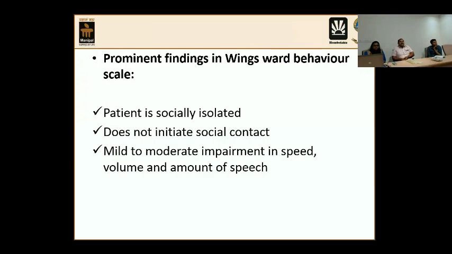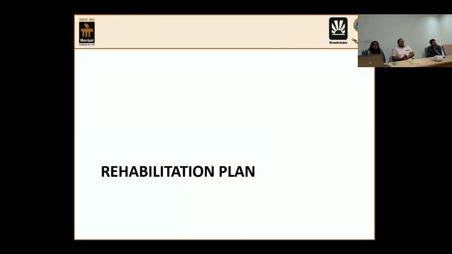The prominent findings in the Wing SWOT behavior scale, which we use for regular monitoring: the patient is socially isolated, does not initiate social contact, and has mild to moderate impairment in speed, volume, and amount of speech. Other areas were fairly well.